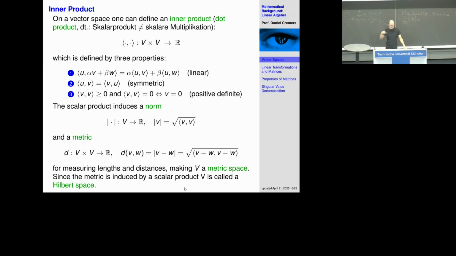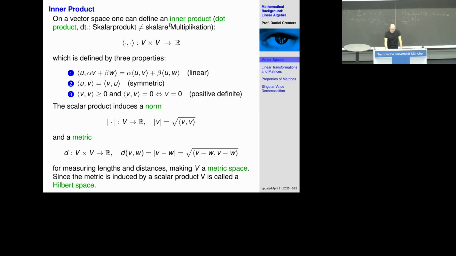Some more notation. Once you have a vector space, you can define an inner product. So in addition to being able to add vectors, we can also multiply vectors. For example, in R3, we would have a scalar product, or dot product, or inner product.